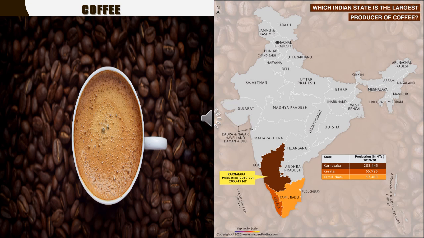Then the next one, coffee. Coffee is grown in shade and grows effectively at altitudes between 1000 and 1500 meters above mean sea level. That is, up to 1500 meters altitude.